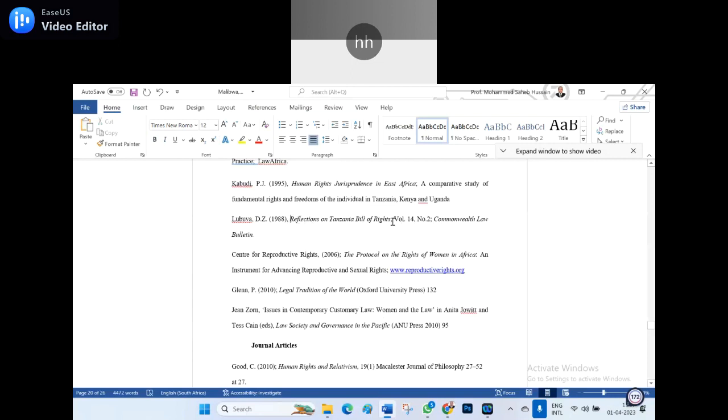But no italics. You need not write the italics. You write only the single inverted comma. Which one? Title of the article. See, the title of the article is different and the title of the journal is different. The title of the journal should be in italics. But the title of the article you should keep in the single inverted comma. Enough. No italics.